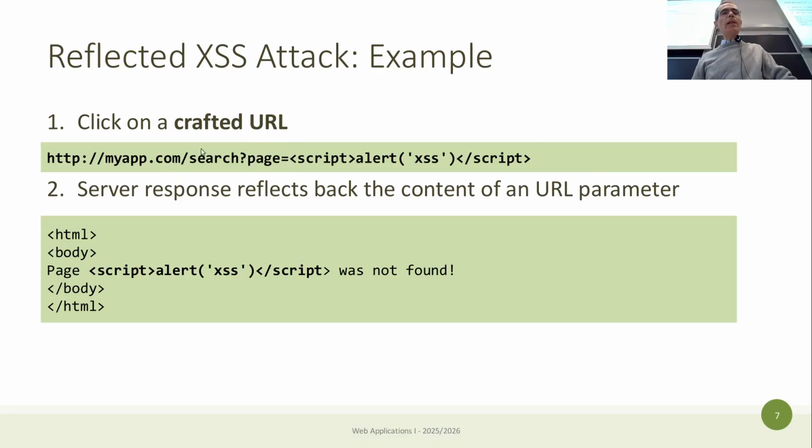But this URL is used to access the website, and then the website says in the response, well, this is the HTML page you should visualize, and unfortunately, the page you requested, script and so on, was not found, okay? So that's the HTML that we received back from the server. Of course, this server could have done something more intelligent, so not reflecting back HTML scripts. That's a possible mitigation technique, okay? But let's say that nobody thought about this, okay?